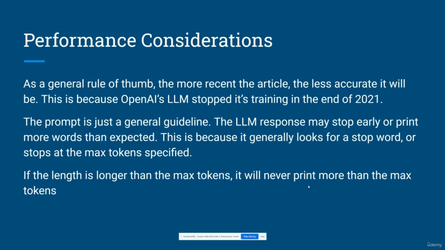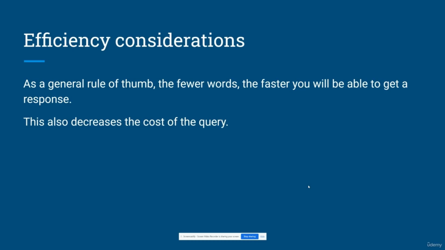So some performance considerations. As a general rule of thumb, the more recent the article, the less accurate it will be to summarize, because OpenAI's LLM stopped its training at the end of 2021. The prompt is just a general guideline, and the LLM response might stop early or print more words than expected, because it's looking at the maximum number of tokens as the maximum number of words it can return. And if the length is longer than the max tokens, it'll never print more than the max tokens. This has been covered in the previous section, so this is just a refresher for this lesson.